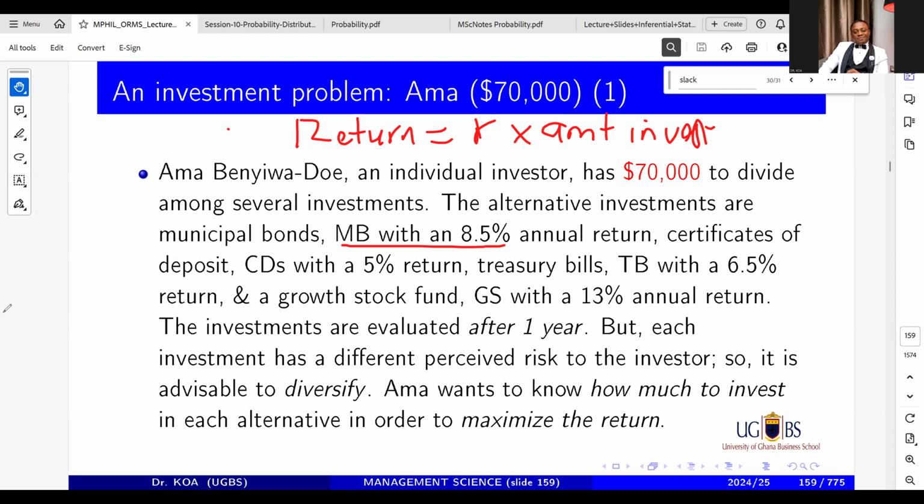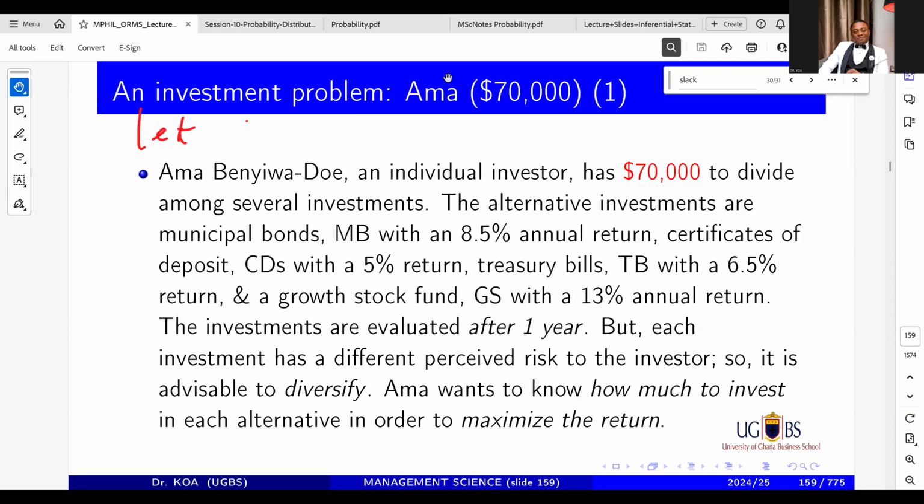So your decision variable is rather going to be: let X1 be the amount of money invested into municipal bonds. You don't just say municipal bonds. If you say municipal bonds, that's wrong. That's rather the amount invested into municipal bonds.